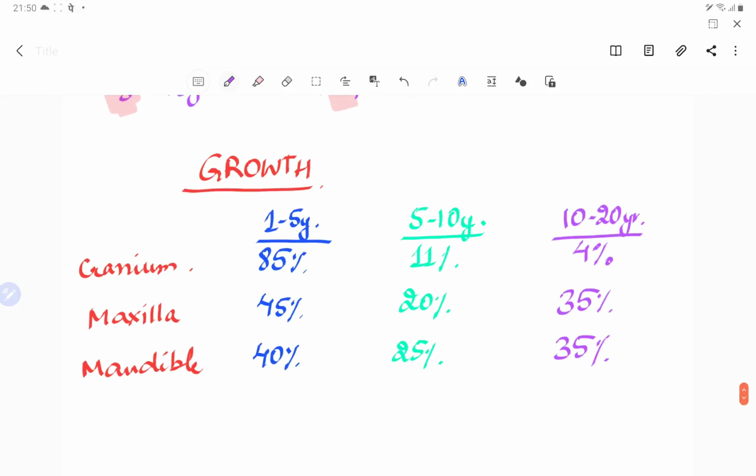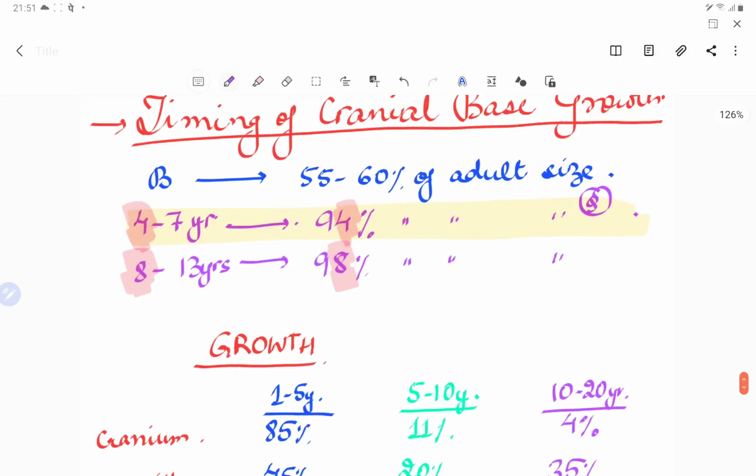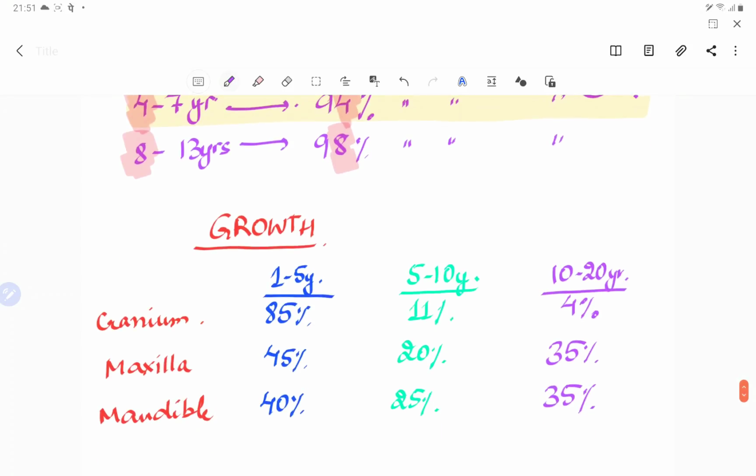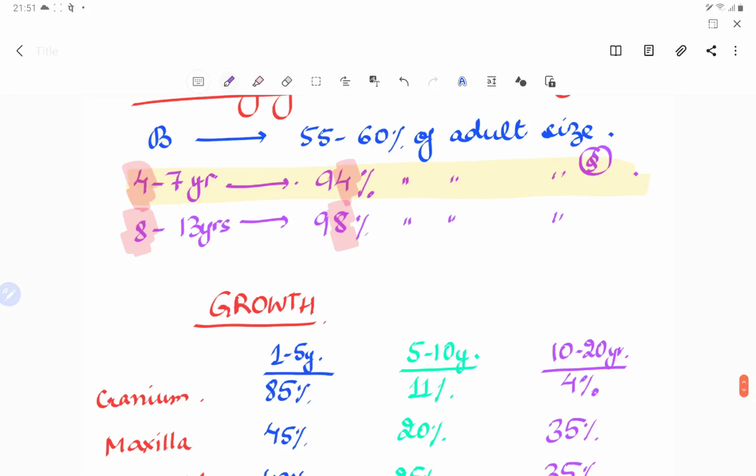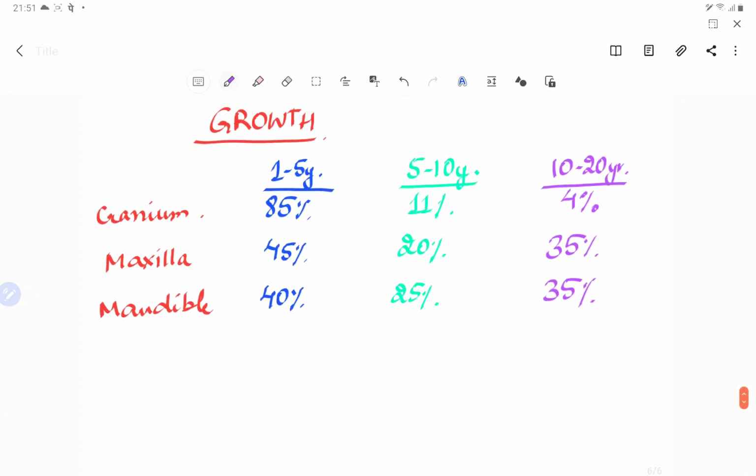By which year, how much growth occurs? How much percentage of the cranium grows? By 1 to 5 years it is 85, maxilla 45, mandible 40%. For 5 to 10 years, cranium 11, maxilla 20, mandible 25. And for 10 to 20 years, cranium grows very little because most of the growth is completed by 1 to 5 years. By 4 to 7 years we have studied that 94% of the adult size of the cranium is reached. So you can remember 94, right?